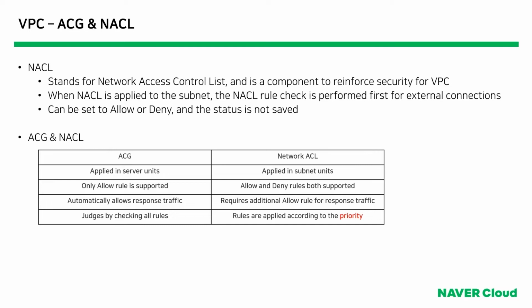In addition, Naver Cloud Platform provides a feature called Access Control Group to strengthen security at the VPC level. Access control groups are applied for each server, and they are responsible for the communication security of servers in the subnet. Access control group only supports allow rules, and all rules are evaluated before deciding whether to allow traffic.